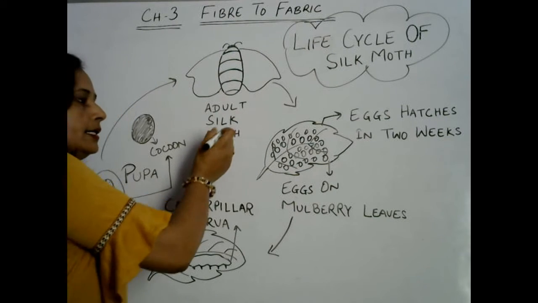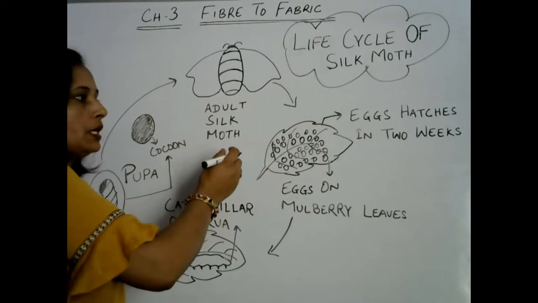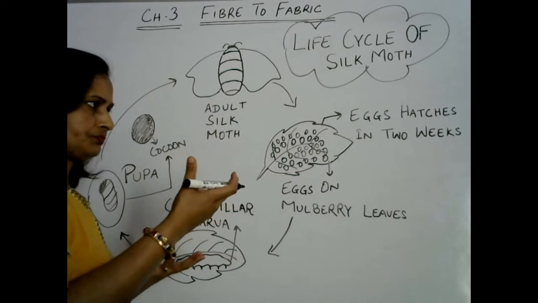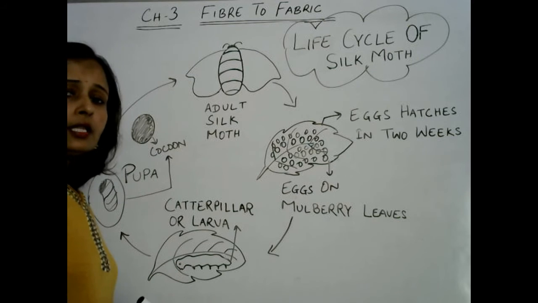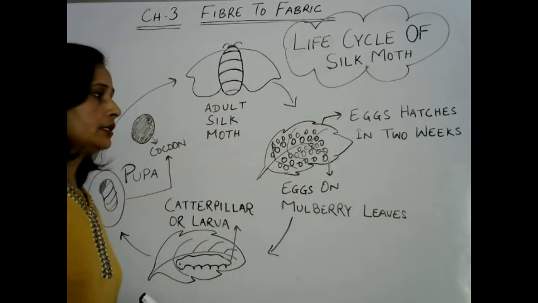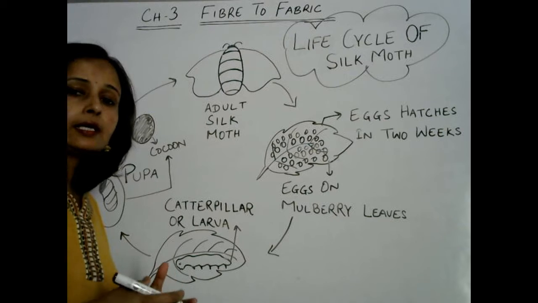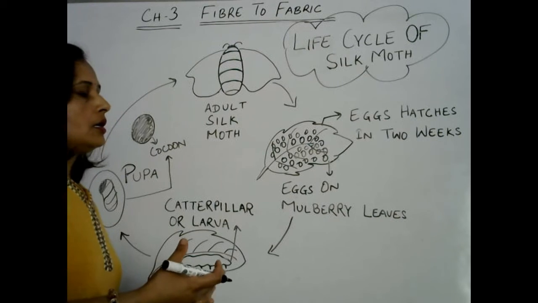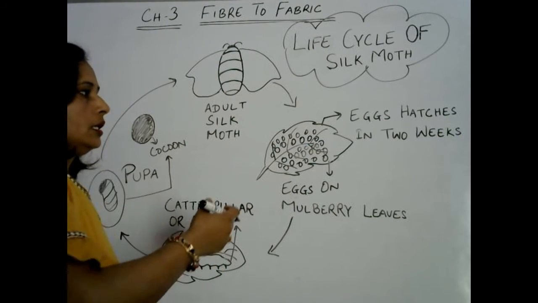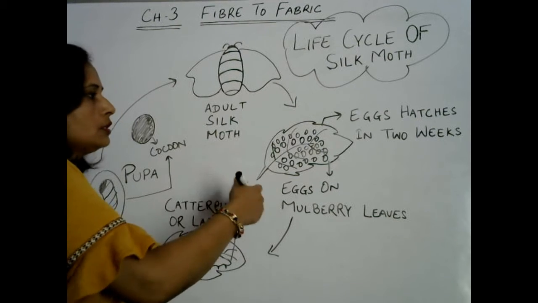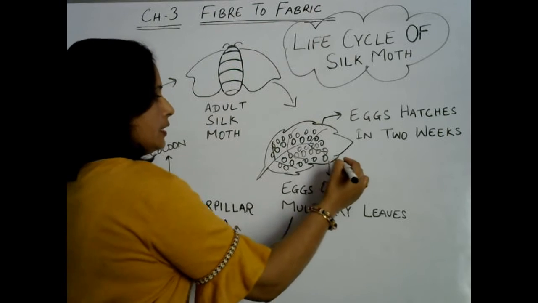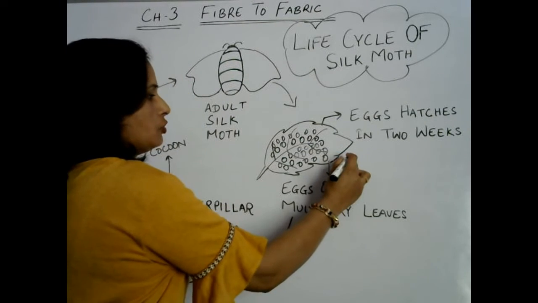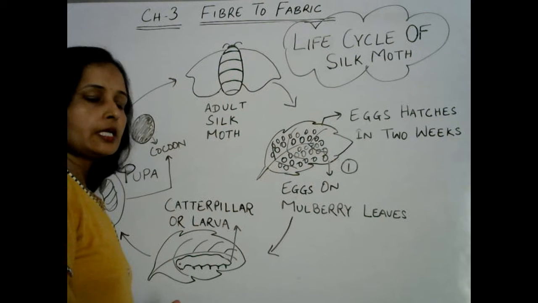So the adult silk moth that lives on mulberry leaves lays hundreds of eggs, right? Then those eggs get proper warmth, proper sunlight, and after 2 weeks they hatch into the second stage. Eggs are the first stage in the life cycle of the silk moth.